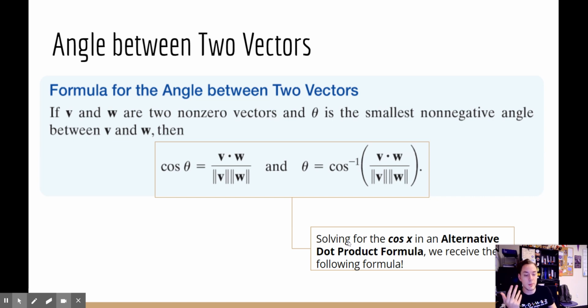What's the alternative dot product formula? If you solve for cosine, you actually do get the angle between two vectors. It's really interesting. We're going to go through at least one example of that, and then go through what's called orthogonal or perpendicular vectors, and then a couple of application questions.